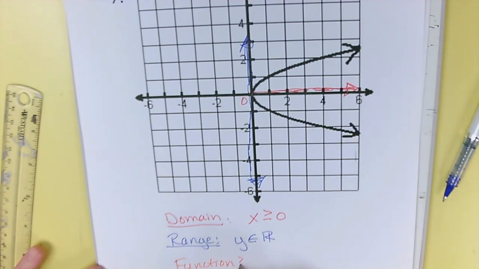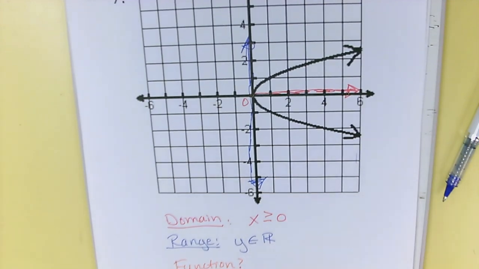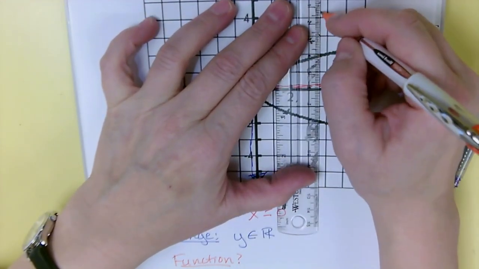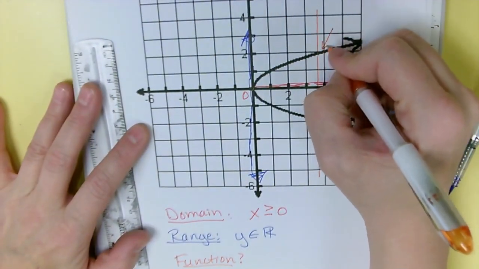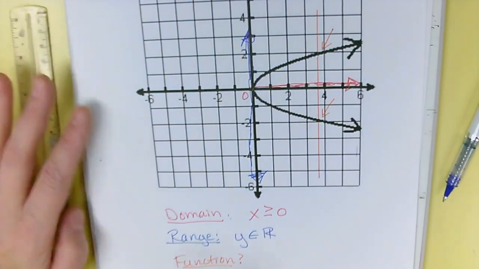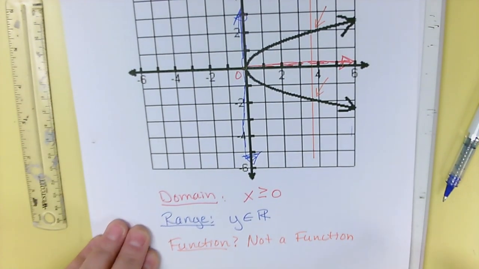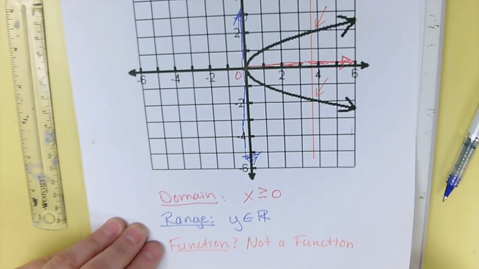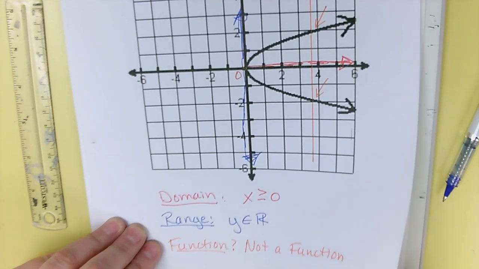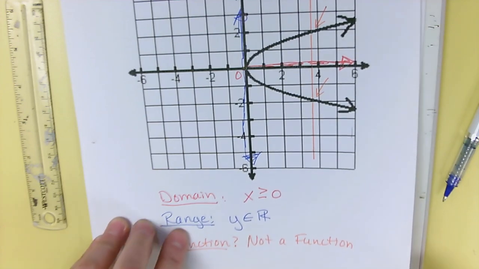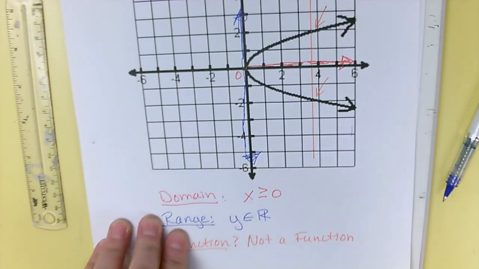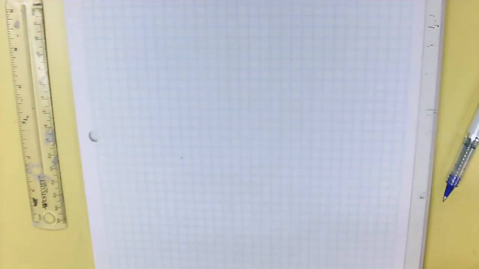All right, function test. If I take my ruler and I draw a vertical line, it will definitely cross once and twice. So this is not a function. And it depends on your worksheet how they ask it. If they say, is it a function, you can say yes or no. If they say describe whether it is a function, then you have to say yes, it's a function, or no, it's not a function. You got to be a little bit more specific. Okay, number 8.